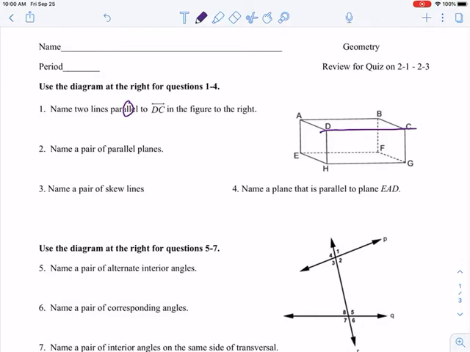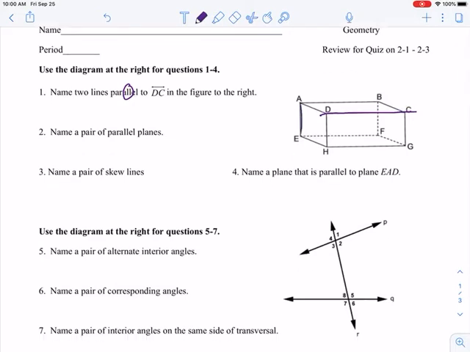Name a plane that is parallel to plane EAD. So again, EAD is going to be this whole side of that box. So you need to name the plane that is parallel to that. Directly opposite that will never intersect there.